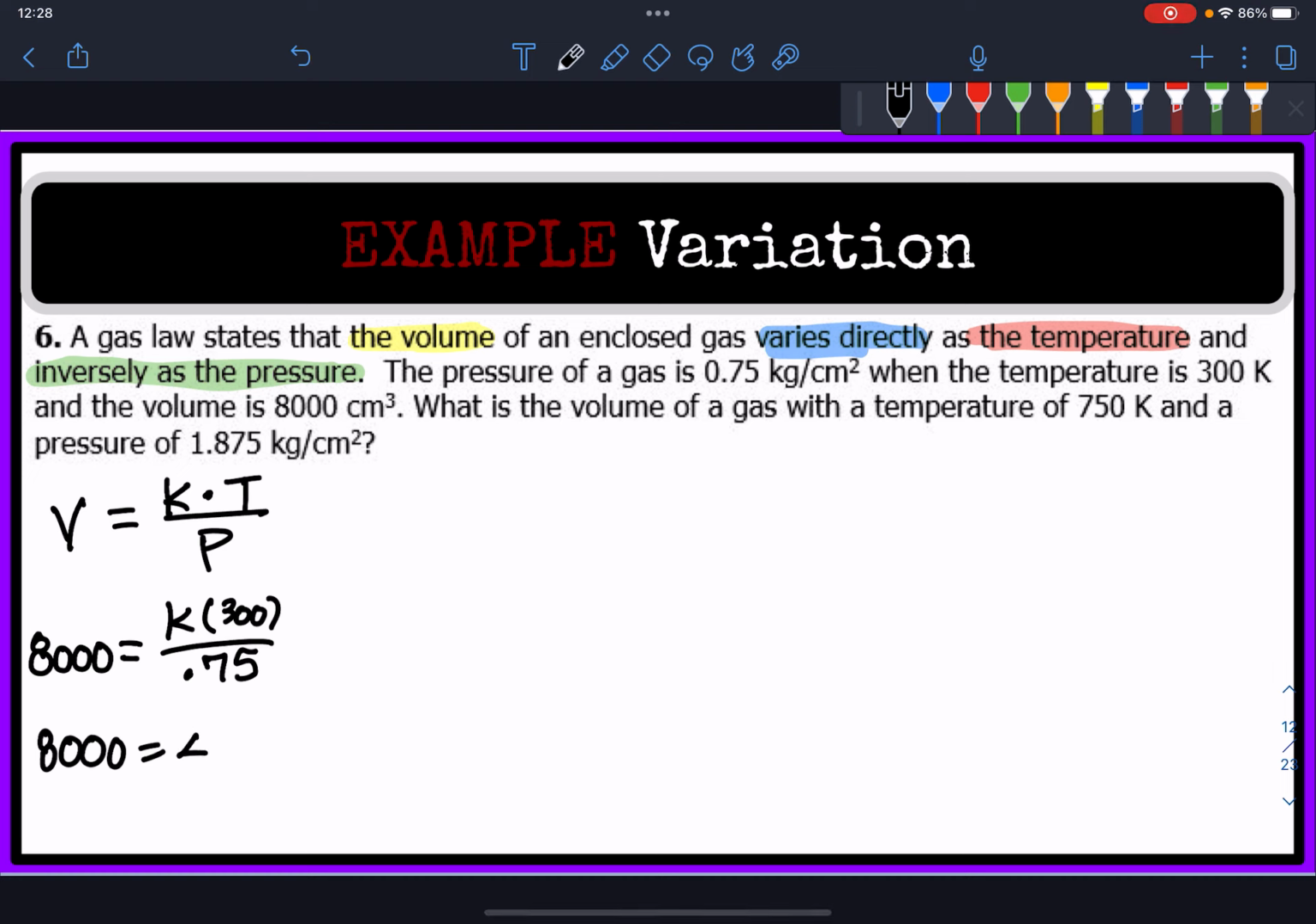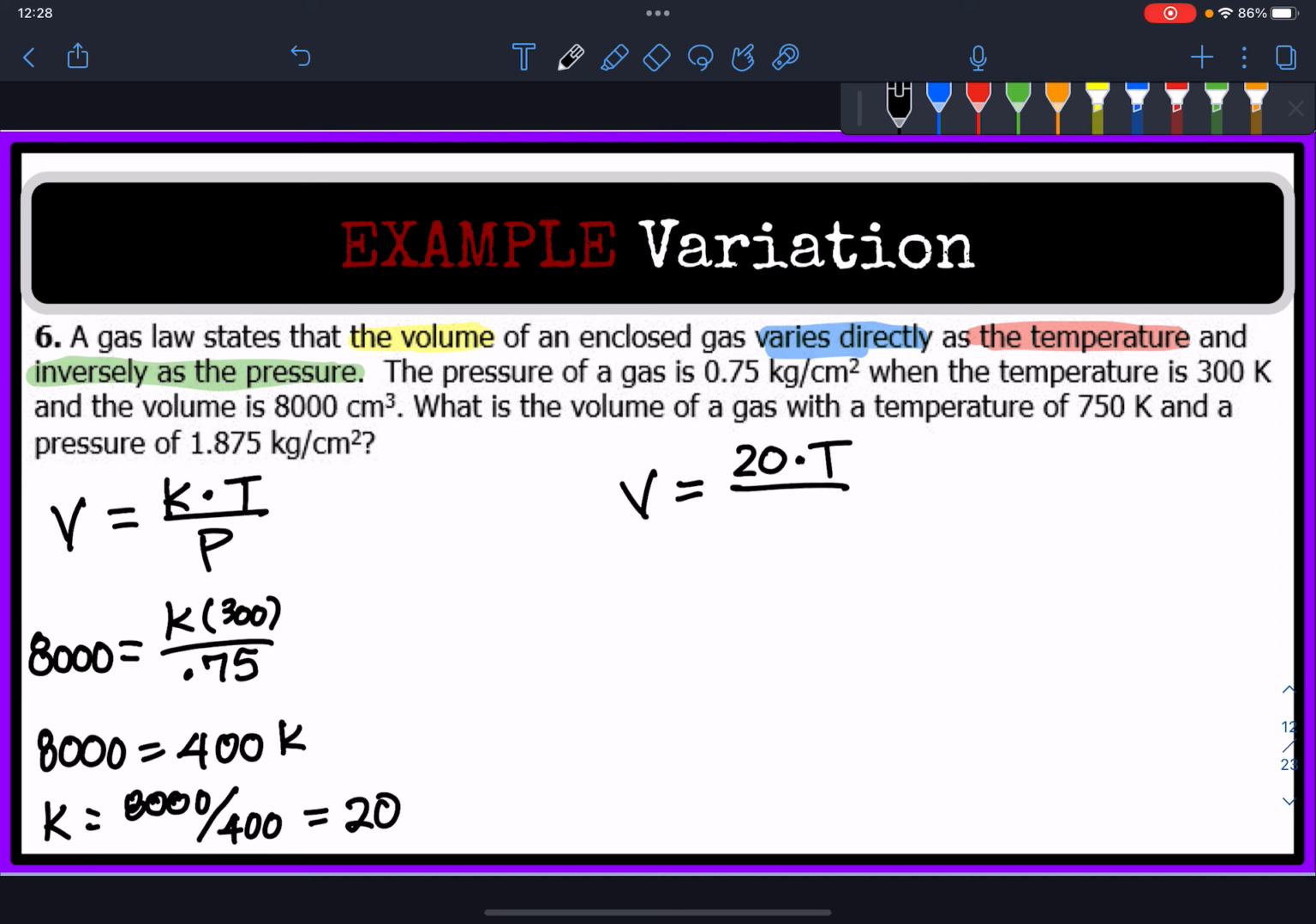So we have 400 K. And we're going to get the value of K by dividing both sides by 400. So 8,000 divided by 400 equals 20. So substituting in K, we get that the volume is equal to 20 multiplied with the temperature and divided by the pressure of the gas.